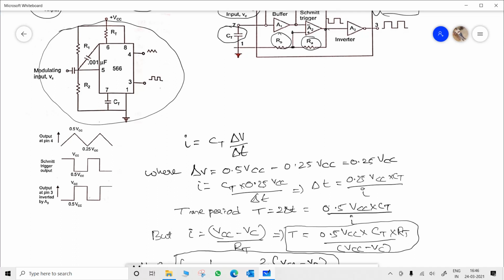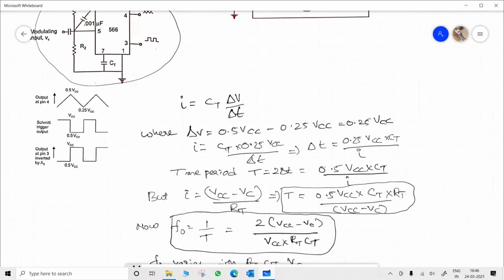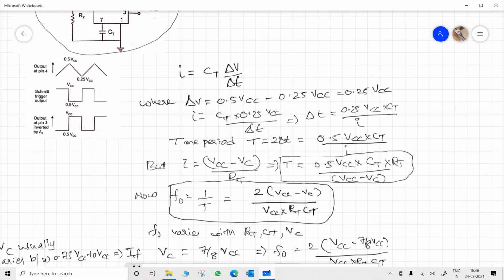As we have already discussed, this current is equal to VCC minus the modulating input voltage Vc, by RT. If we replace the value of I, we get the expression for the time period capital T: T equals 0.5 into VCC into Ct into RT by VCC minus Vc. Now, as you know the time period, we can calculate our output frequency. Frequency is the inverse of the time period, so f0 equals 1 by T, equals 2 into VCC minus Vc by VCC into RT into Ct.